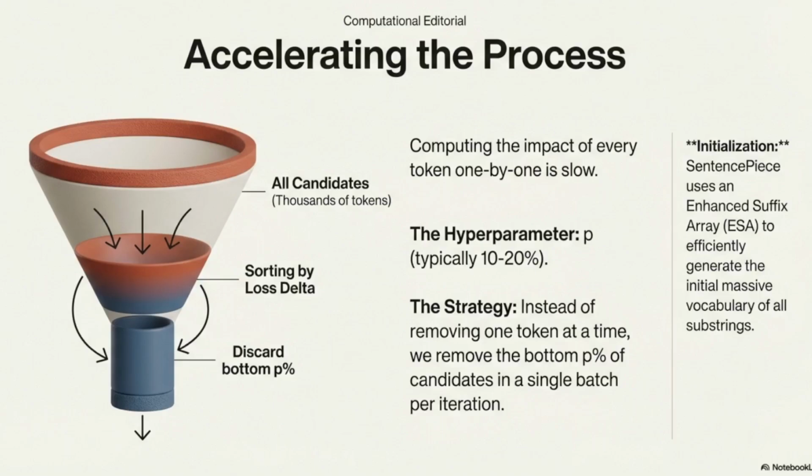So this, as we said, computing each one is very slow, one by one. So we use the hyperparameter p, as we said, typically 10 or 20%. What we have to mention is that to start, SentencePiece often uses an enhanced suffix array to efficiently generate that initial massive vocabulary.